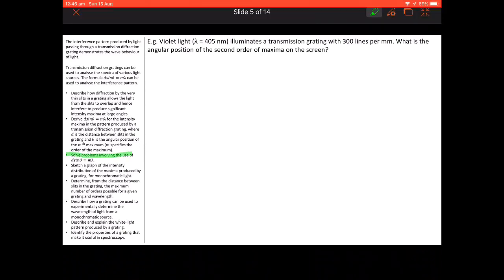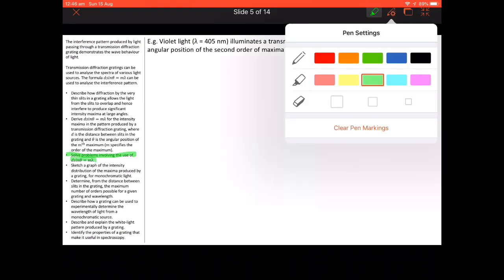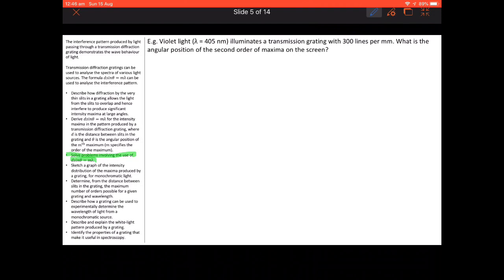So for an example, we've got violet light with a wavelength of 400 nanometres, and it illuminates a transmission grating with 300 lines per millimetre. What is the angular position of the second order of maxima on the screen? So now this is looking at our third success criteria here. To solve problems involving the use of d sin theta equals m lambda, we can just write this out because we know that's what we have to use.